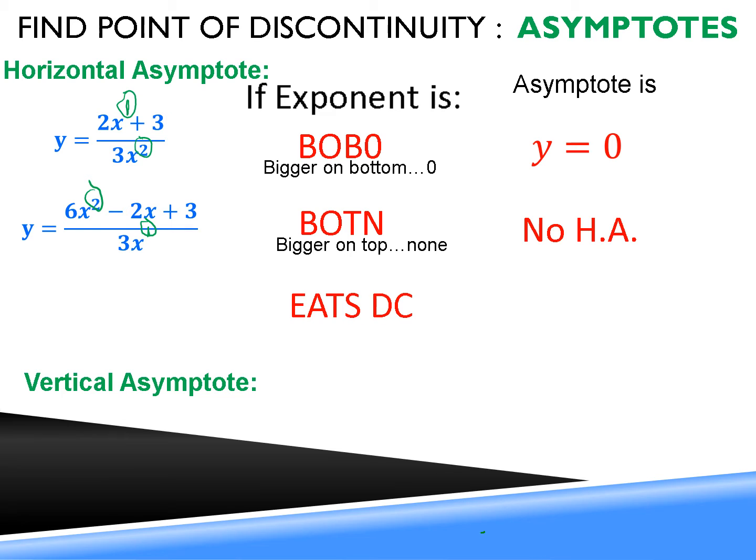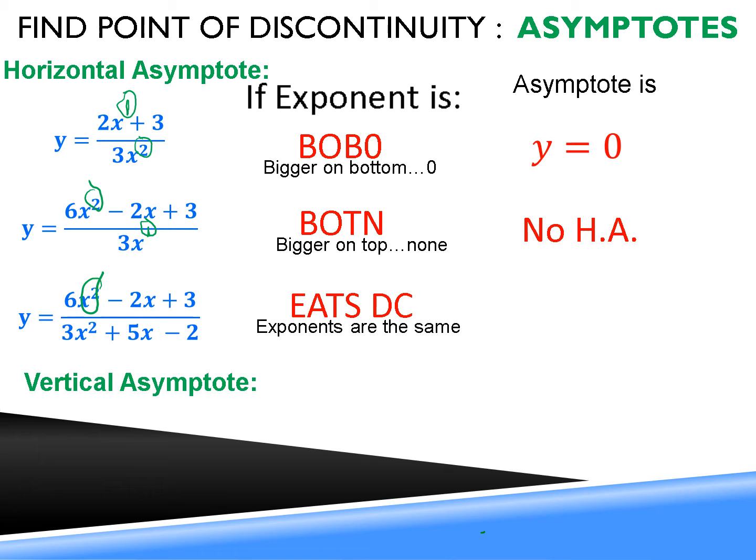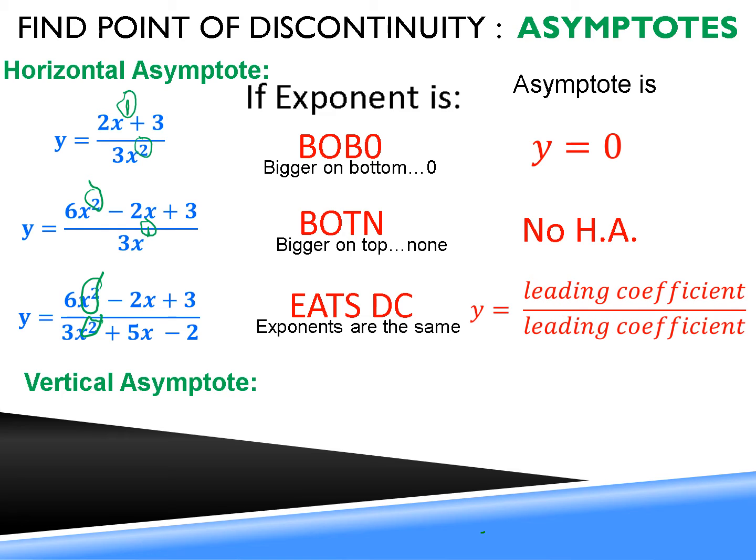Now, for the last one, EATS DC. EATS DC stands for exponents are the same, divide the coefficients. So here's an example of EATS DC. My biggest exponent on top is a 2, and my biggest exponent on bottom is a 2. Since they are the same, I'm going to divide the leading coefficients. So exponents are the same, divide the coefficients. In this case, y is equal to 6 over 3, which is 2.